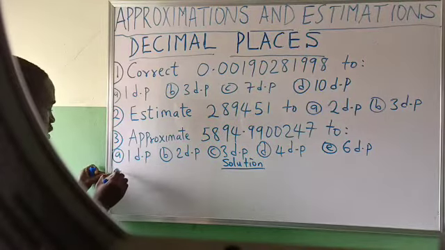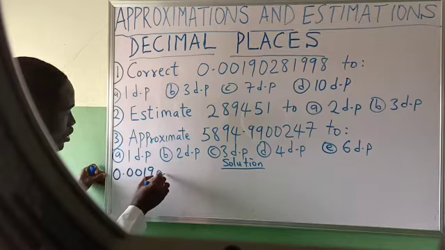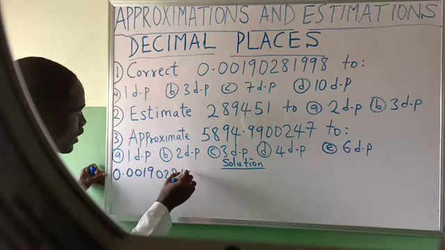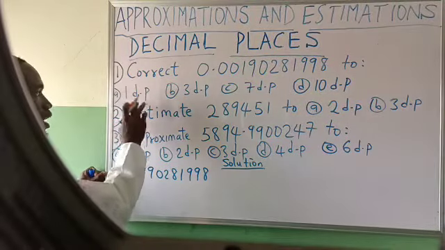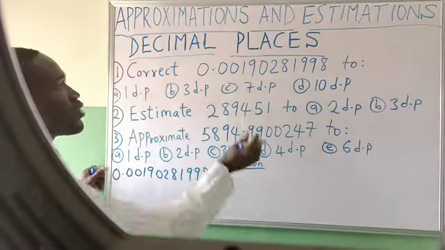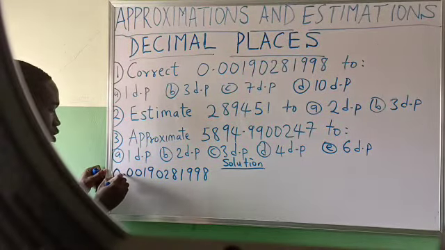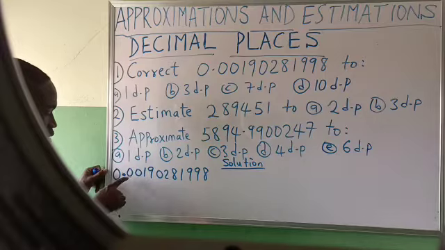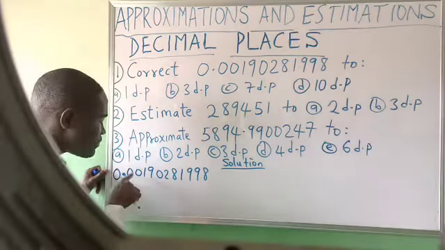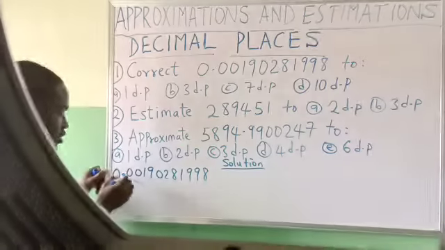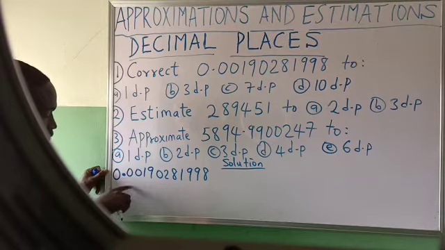I'll write 0.00190281998. This is the number given to me to approximate to one decimal place. Because they say one decimal place, I should locate my decimal point first. Now, I should start from the number immediately after the decimal point. Look at the first number immediately after the decimal point. So I should start my counting from there.